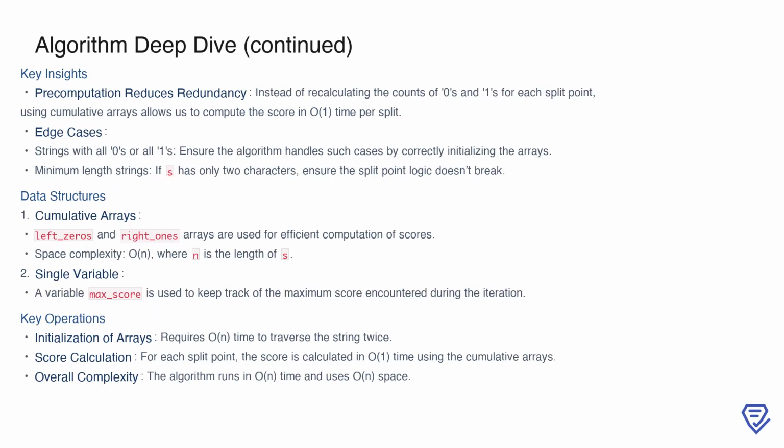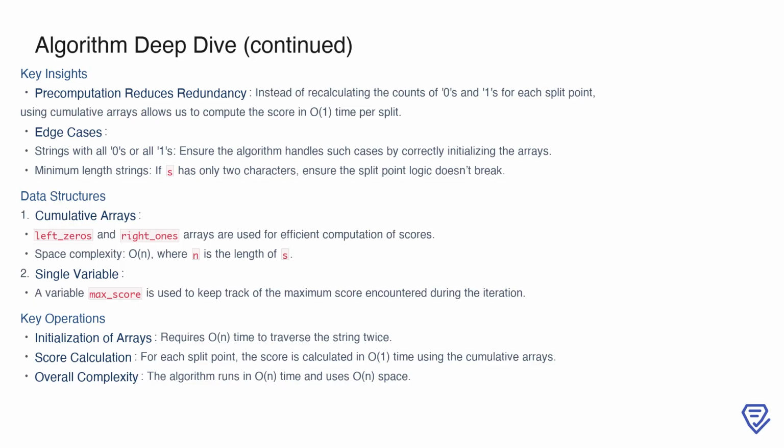There are a few key insights that make this approach efficient. By pre-computing cumulative counts in the left_zeros and right_ones arrays, we eliminate the need to repeatedly calculate the counts for each split point, reducing redundant operations. This optimization allows us to compute the score in constant time for each split point. Additionally, we must handle edge cases, such as strings consisting entirely of zeros or ones. Correct initialization of the arrays ensures the algorithm handles these scenarios without errors.